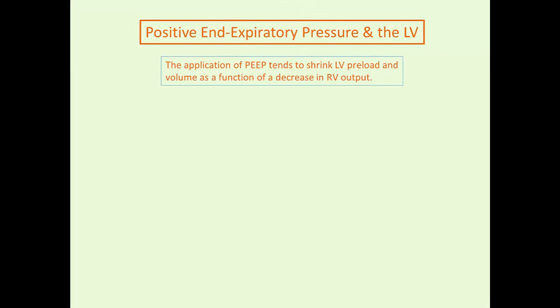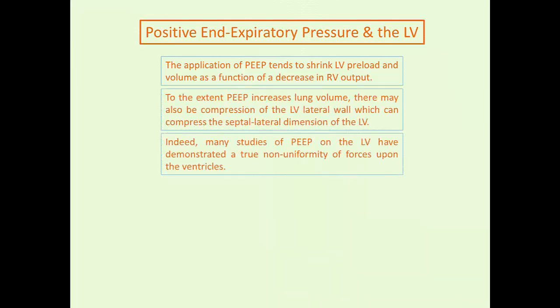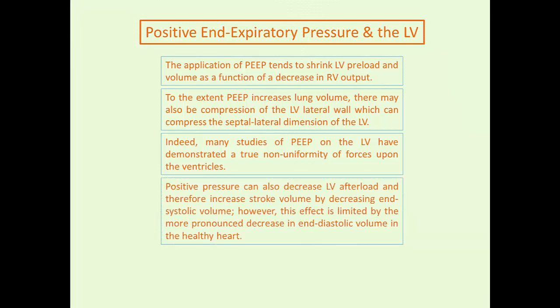So what about the LV? Again, conflicting effects on the LV. The application of PEEP tends to shrink the LV preload and volume as a function of the decrease in right ventricular output. To the extent that the PEEP increases lung volume, there may be compression of the LV lateral wall, which can compress the septal lateral dimension of the LV, but again, this tends to be minimal in health. And many studies of PEEP on the LV have demonstrated this non-uniformity of forces upon the ventricles in terms of shape change of the LV.